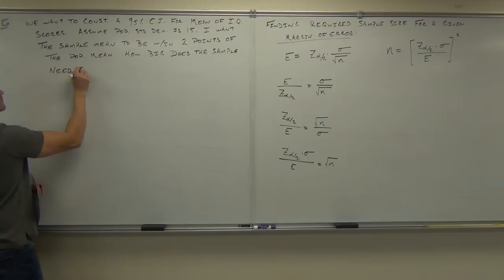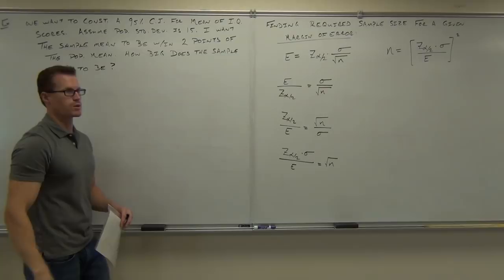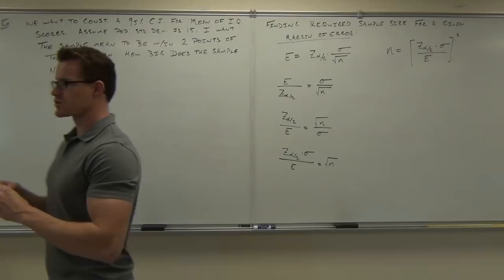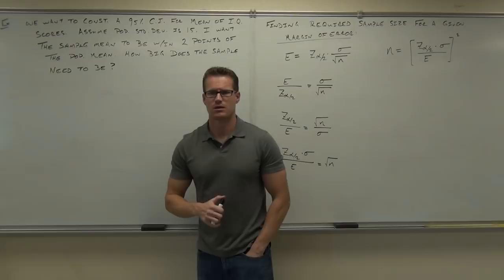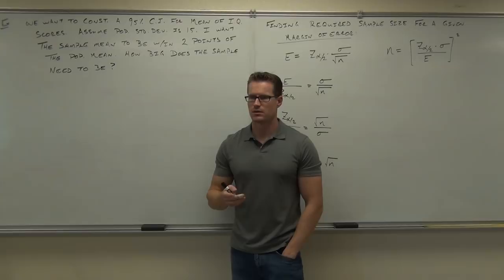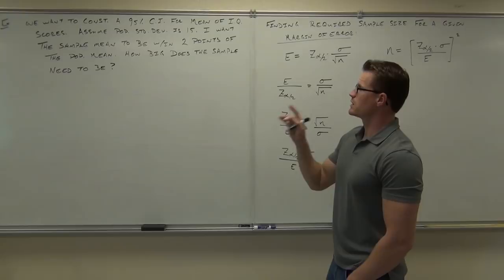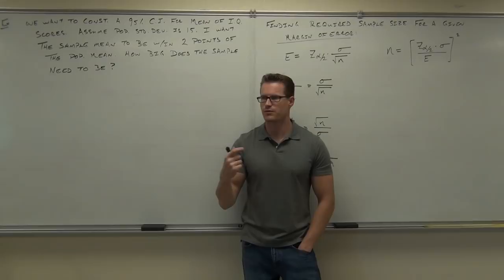Oh my, okay, there's lots of stuff going on. Let's read through here carefully, then we'll do the math and figure this thing out. Firstly, we want to construct it. What do we want to construct? What type of confidence interval? 95%. That should tell you something, right? Okay. For the mean of IQ scores. The mean of IQ scores, that means the population IQ scores, so that means for mu. We're trying to find a confidence interval for mu.